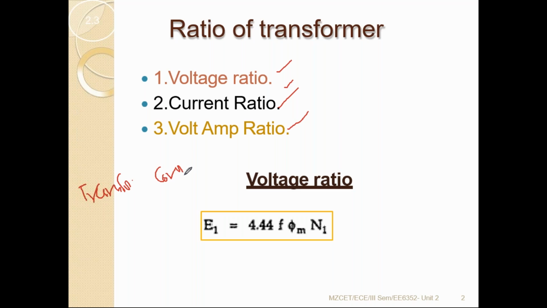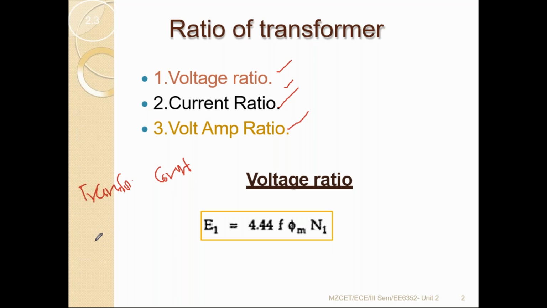Now I will show you that transformer is a constant voltage device. True or not? Transformer is a constant voltage device. Is the statement true or false? False, sir. Right, because here the voltage is not constant. It may increase or decrease, right?